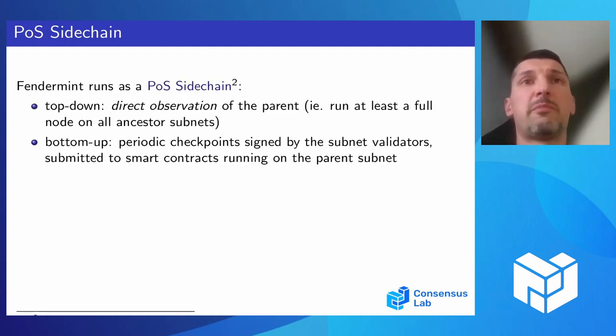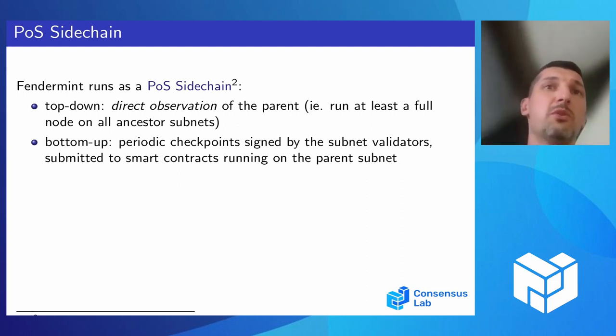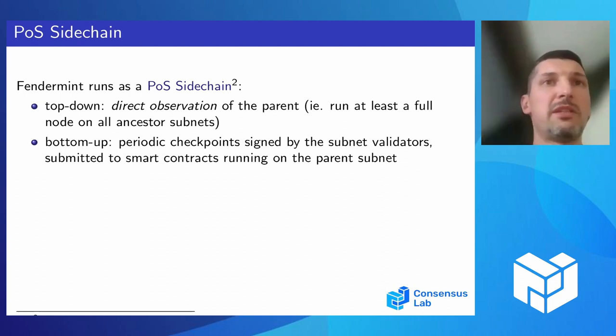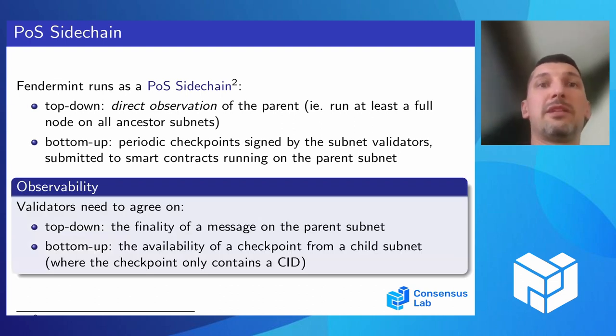So effectively, we are a proof of stake sidechain, potentially with more child subnets under us. So we have two important aspects. One is observing our parent. These are top-down messages coming from the parent, and we need to know when they are final before everybody applies them on the sidechain. And we have to agree that the bottom-up messages are available.